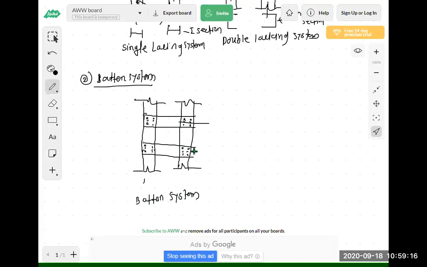So now the center to center distance between these two battens is called capital C. The center to center distance between two battens is nothing but C, and we have to restrict that C. It means C indicates how much distance is needed between two battens, and how to calculate it we will see in the design.